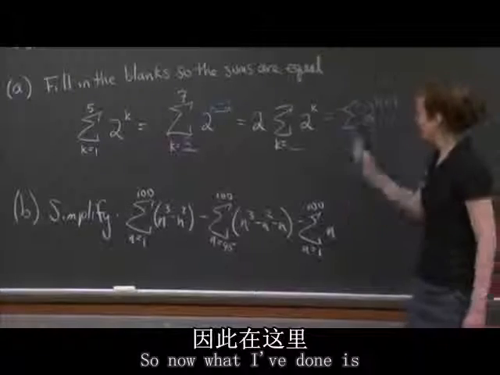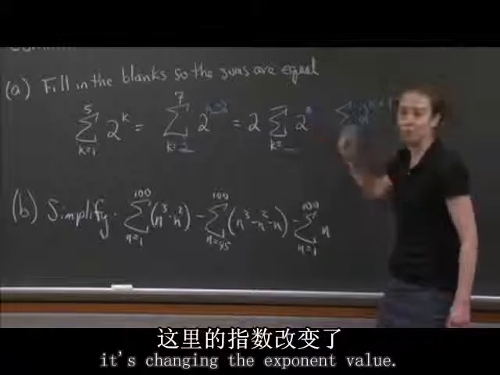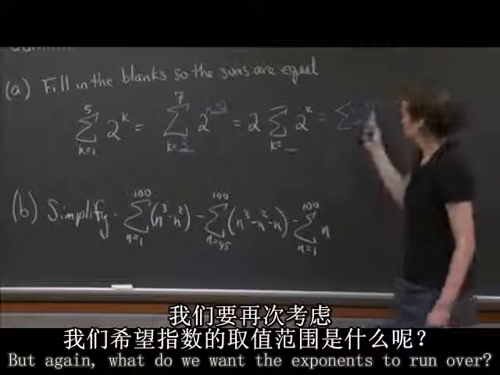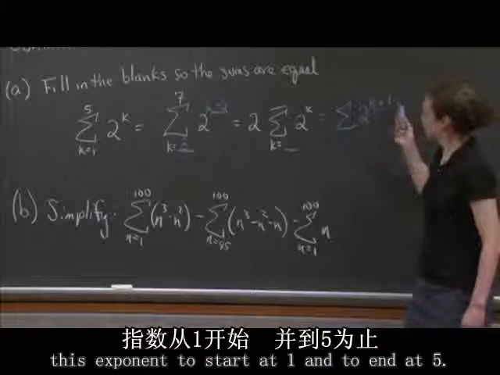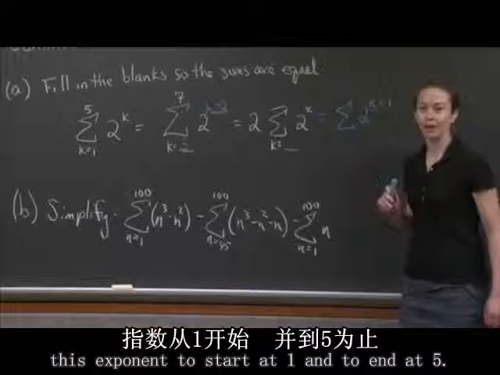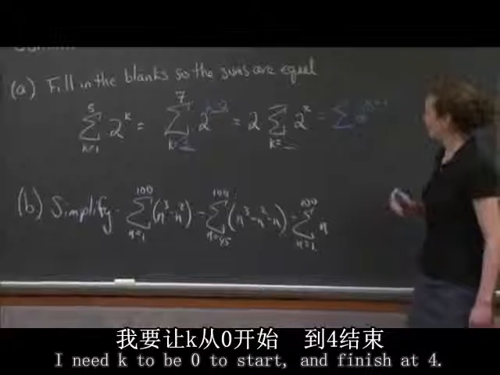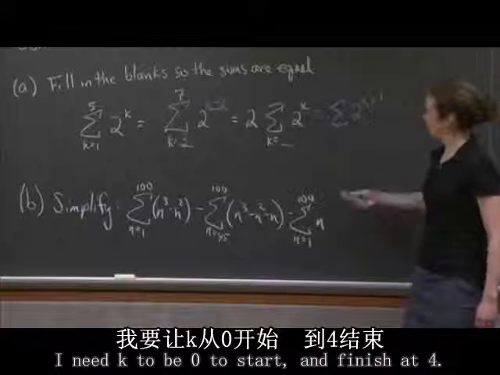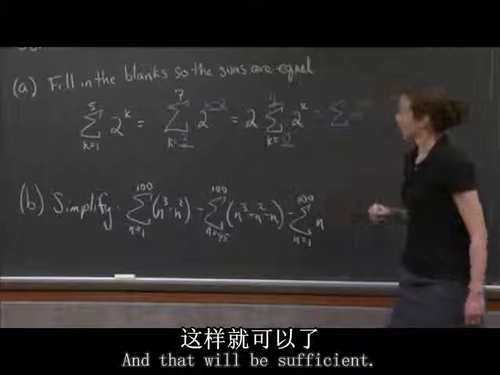So now what I've done is I've given you this 2 pulled out. What it's actually doing is it's changing the exponent value. But again, what do we want the exponents to run over? We want the exponent to start at 1 and to end at 5. So to get it to start at 1 and end at 5, I need k to be 0 to start and finish at 4. And that will be sufficient.